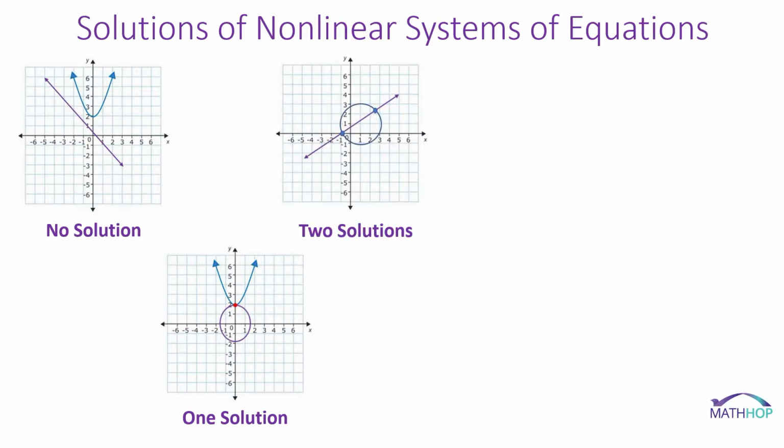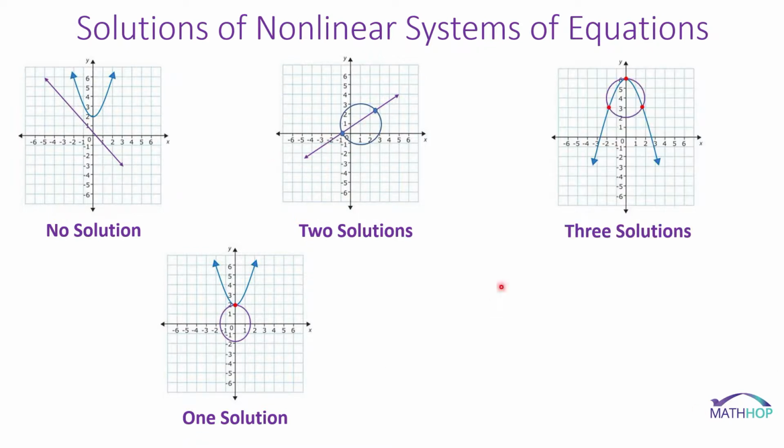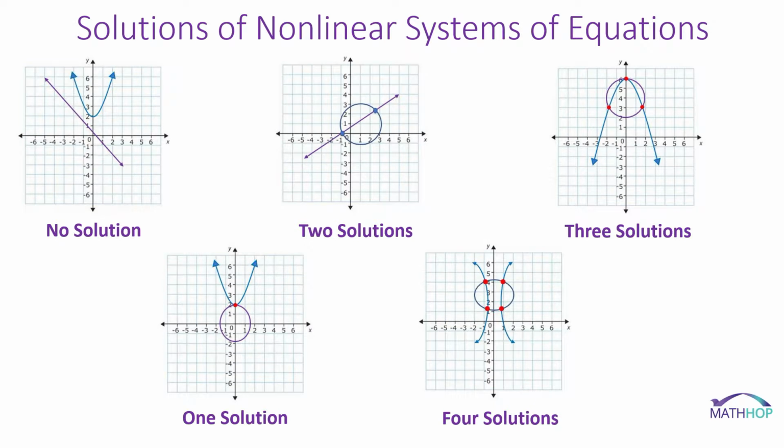We can have two solutions. So we have a circle and a line with exactly 2 intersection points. We can have 3 solutions. Here we have a parabola and a circle with 3 intersection points. And believe it or not, we can have 4 solutions. We have an ellipse and a hyperbola with 4 intersection points. We won't have one in this lesson, but you might run across one.